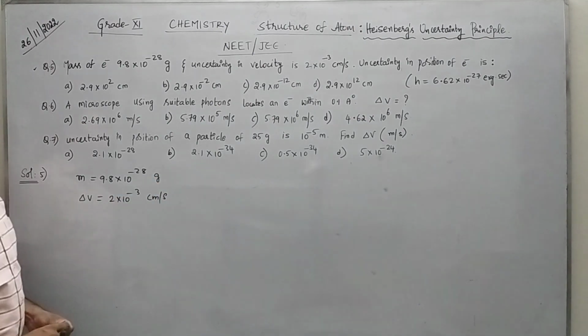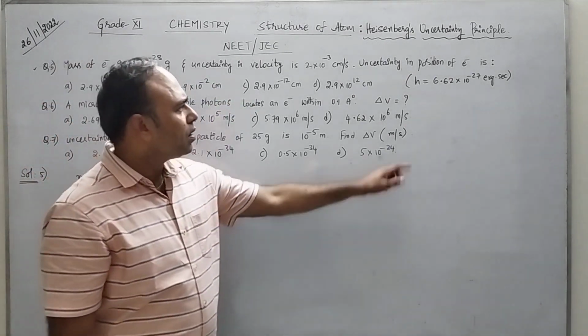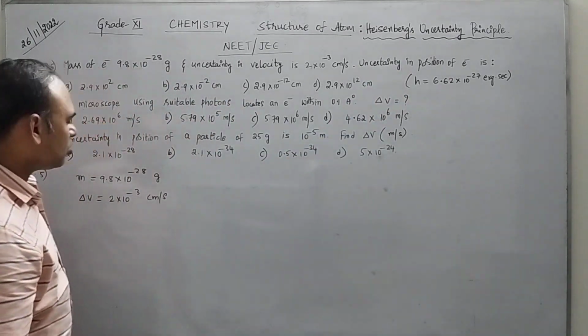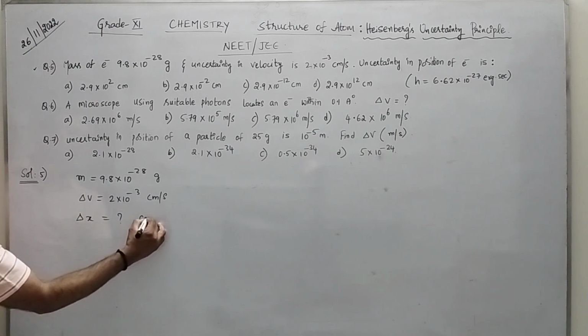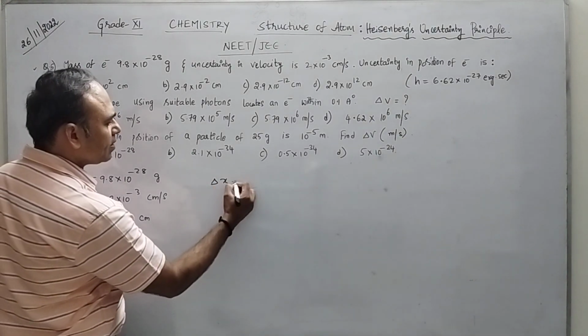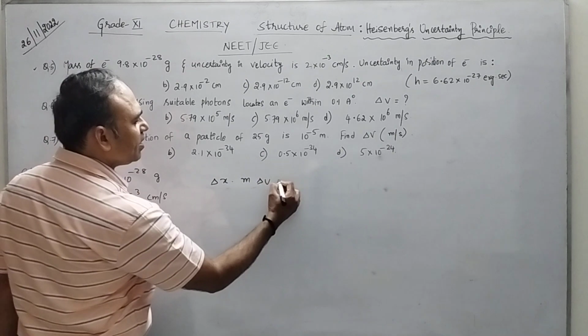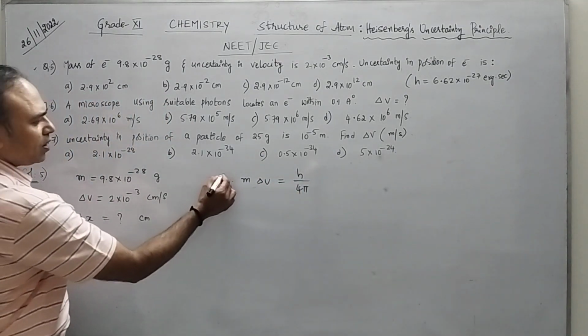So no need to change, because they have given the answer also in CGS unit. The uncertainty in the position of an electron, delta x, we need to find in centimeters, and the h value is also in CGS unit. So the formula, you know, is delta x into m delta v is greater than or equal to h by 4 pi. So we want to know only this.